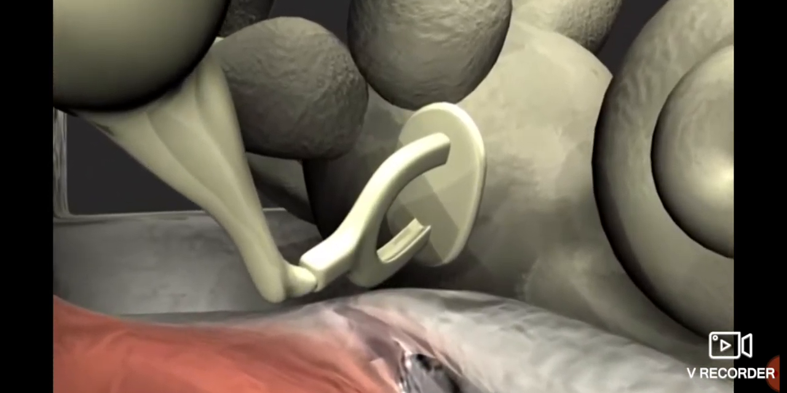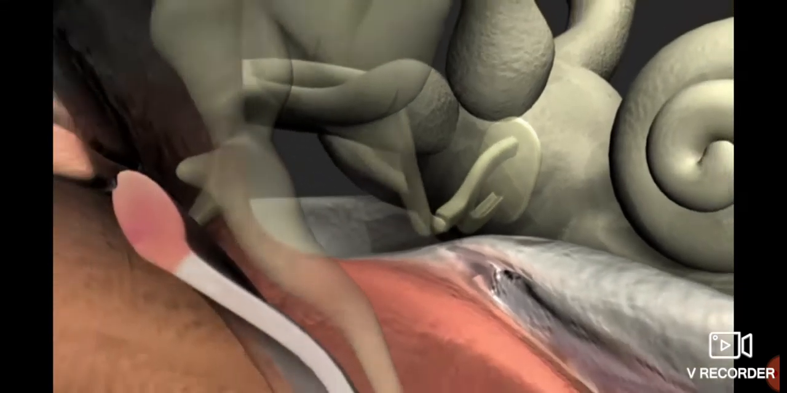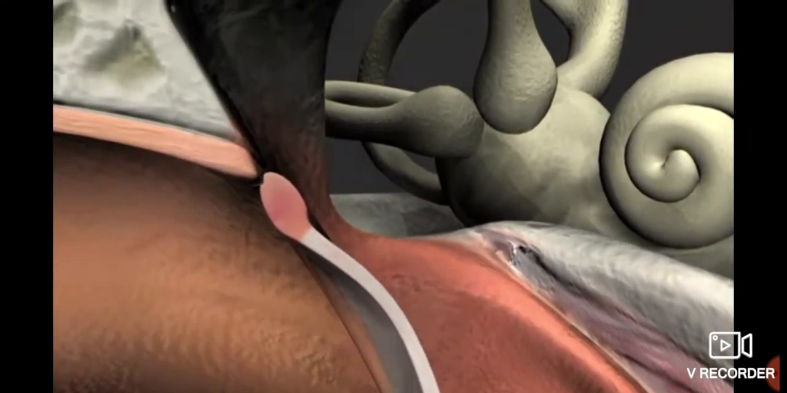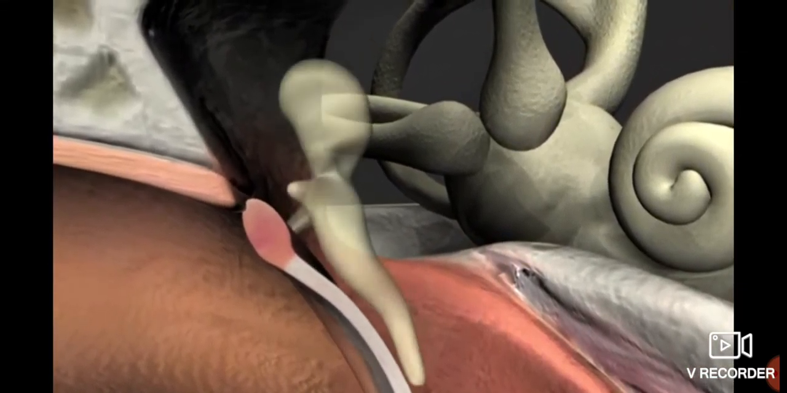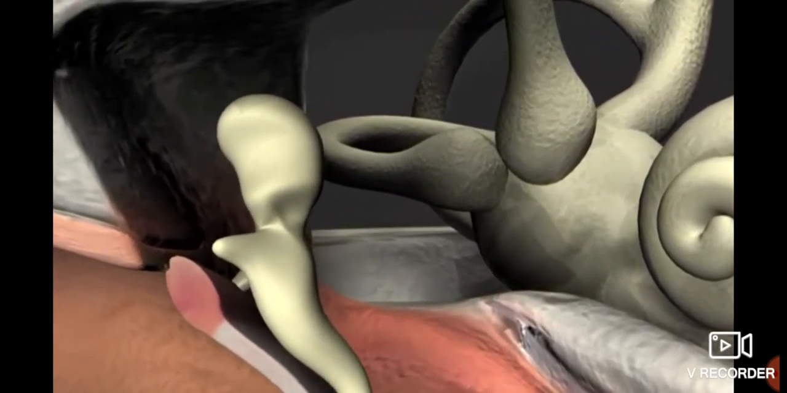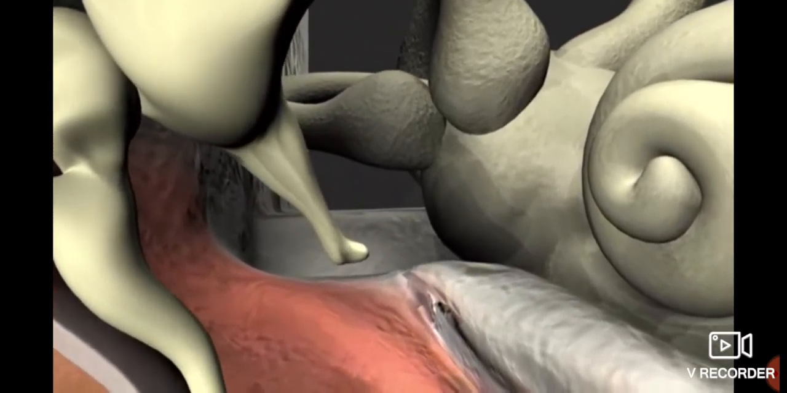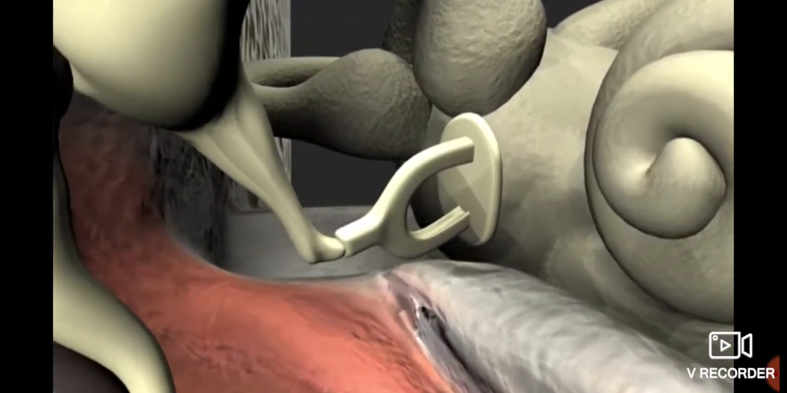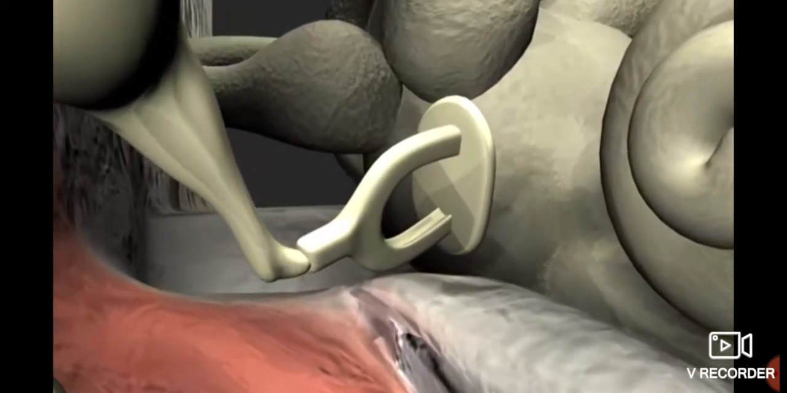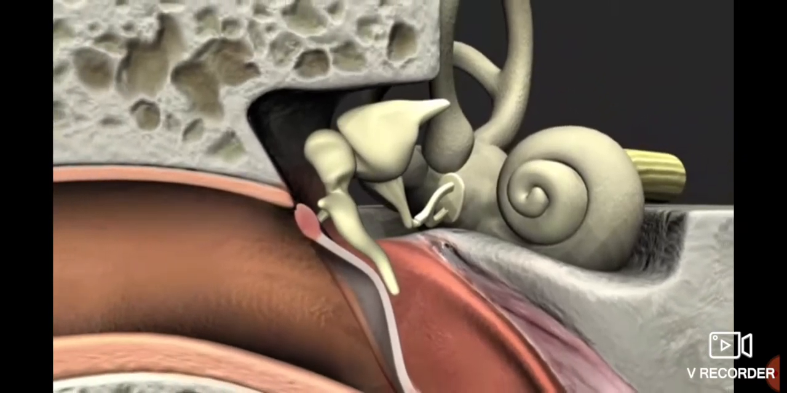The tympanic membrane vibrates in response to the sound and the eardrum starts moving. When it moves, the malleus in turn moves the incus and the stapes, and further the vibrations are passed through the oval window to the endolymph present inside the inner ear.